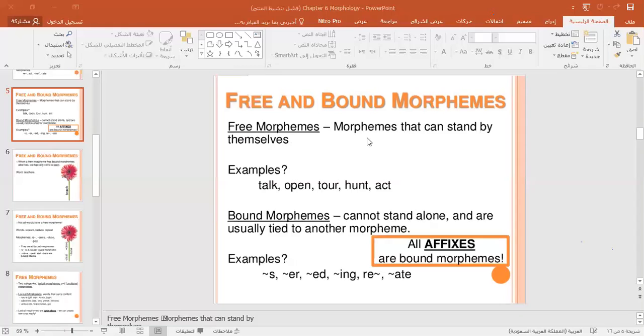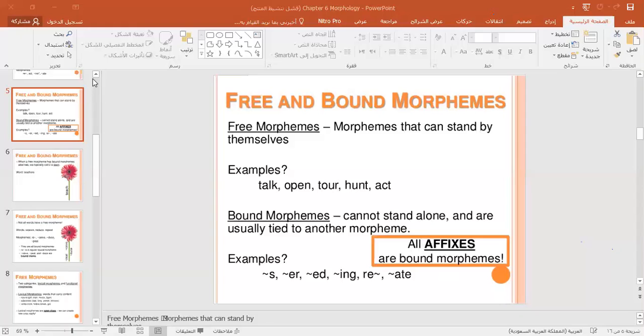Free morphemes are morphemes that can stand by themselves. It means they are morphemes that can be used as words. But bound morphemes cannot stand alone and are usually tied to another morpheme. They can't be used as words. So all the affixes, either prefixes or suffixes, are bound morphemes in English.